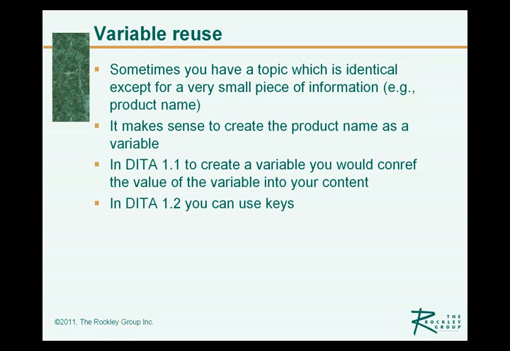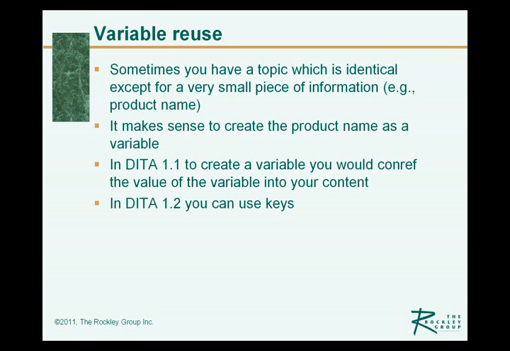Then we have variable reuse. A lot of times we have content which is pretty much identical except for a word or maybe a phrase in that content. And that's often for things like a product name. So you've got this piece of information, it's identical, but the product name changes depending upon which product you're using the information in. So then what we want to do is create a variable called product name, and then we can substitute what the value is.